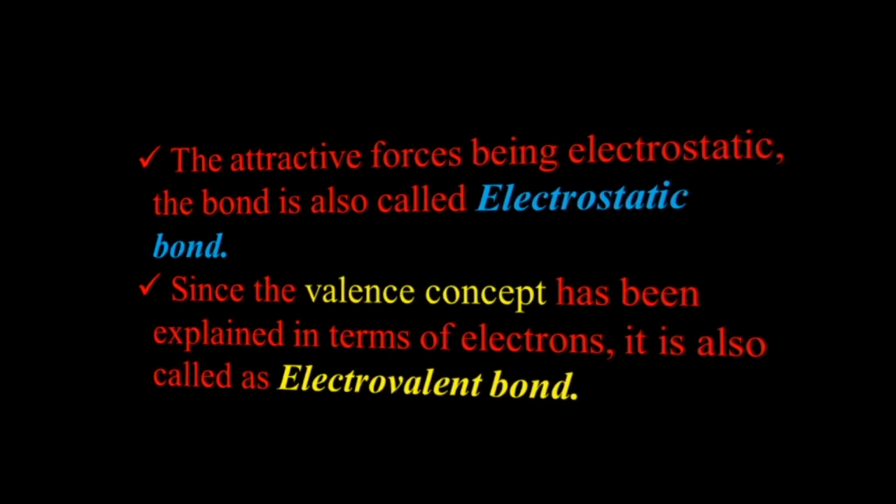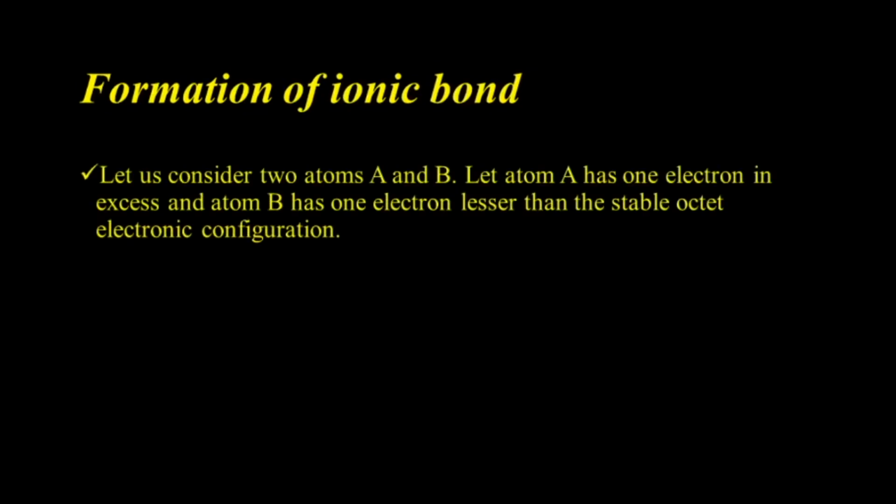Next we are going to discuss the formation of ionic bond. It is an important detailed question. How do they form? First step, let us consider two atoms A and B. Atom A has 1 electron in excess, that is, in the outermost shell it has 1 electron. Atom B has 1 electron less than the octet configuration, that is, it has 7 electrons.